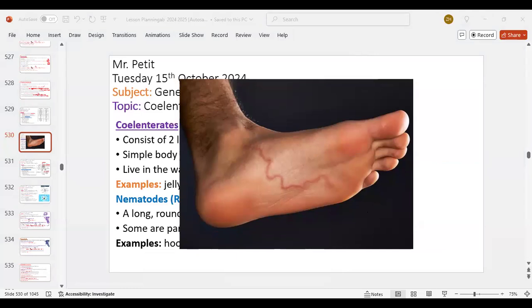And then you have Ascaris. You could find them in stool. Right? Hookworm could get into your skin.